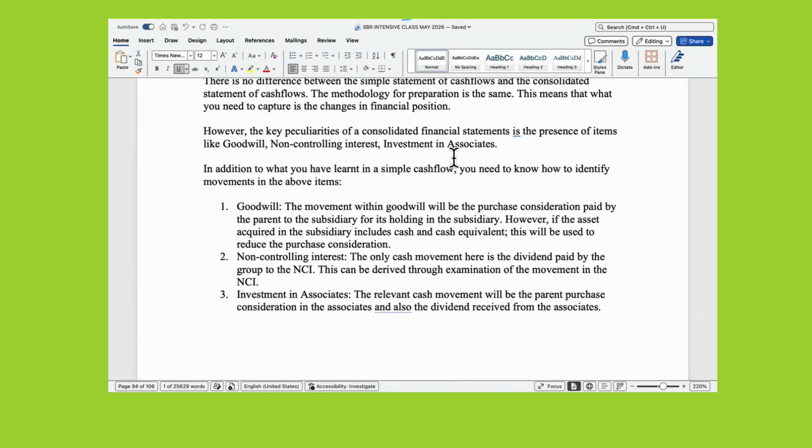That's the only item that is relevant for us in cash flows. And also is investment in associates. The way investment in associates is determined is you will do cost of investment, share of profits, dividend received, and that's it. The relevant cash movement there is the amount we paid, the cost of investments, the investment we made in the associate, and also the dividend we received from the associate.